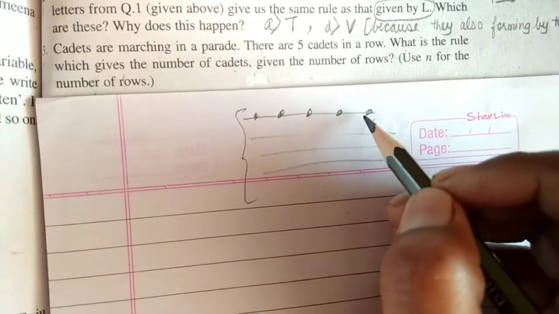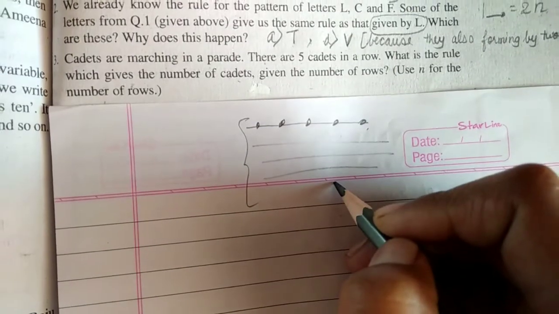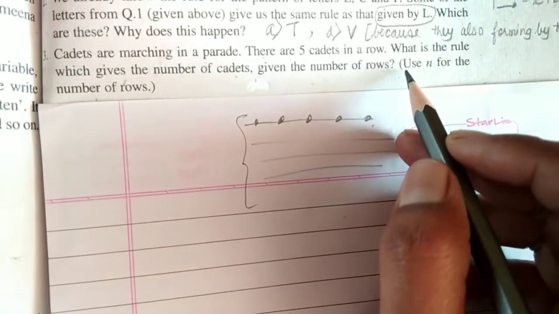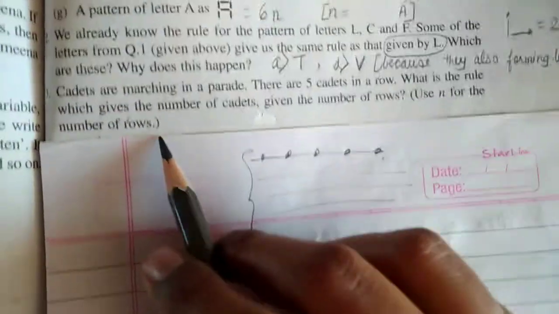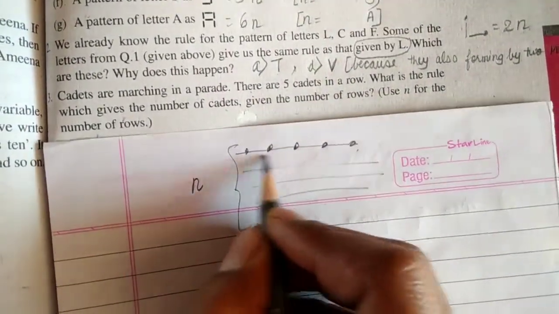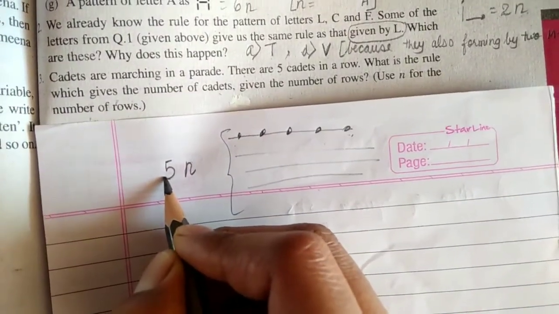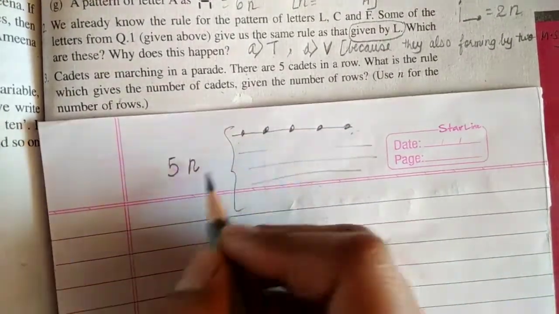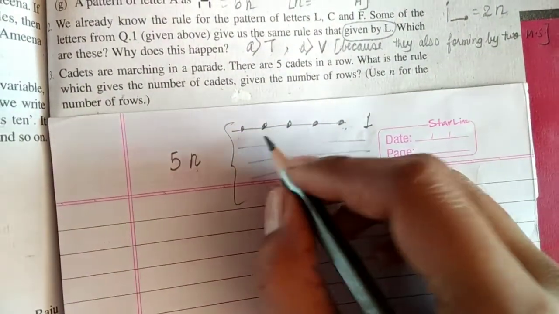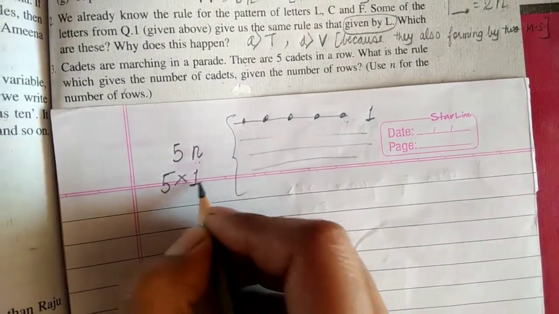So simply we will see the number of rows. Right now we don't know the number of rows, that's why we have to assume it, as already given in the question: use n for the number of rows. So for the number of rows we will put n. And in the first row, how many cadets are there? In the first row, 5 cadets are there. So this 5 will multiply by n. To show how many cadets are in the first row, in the place of n we will put 1. So in the first row 5 cadets are there.